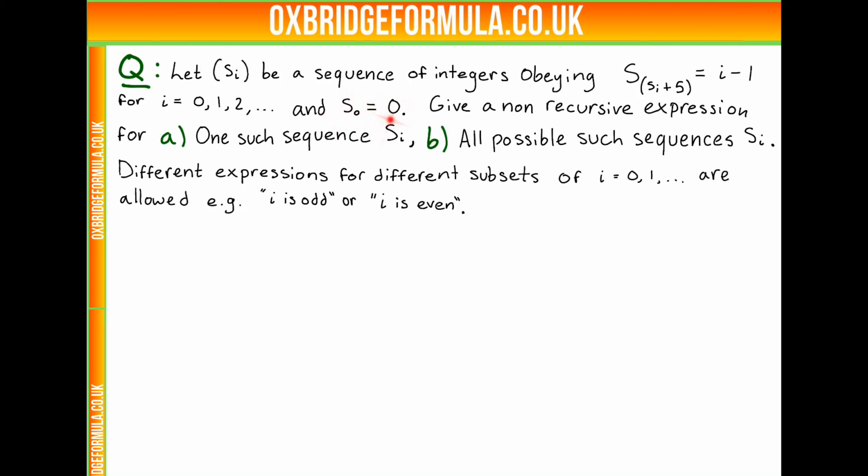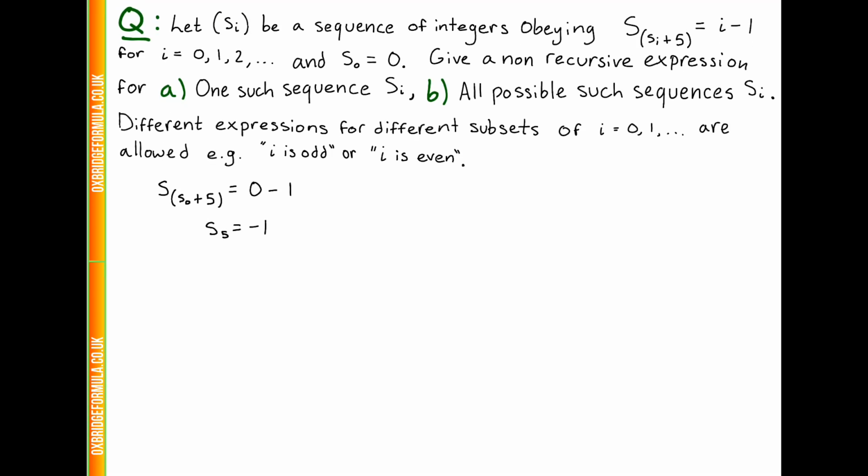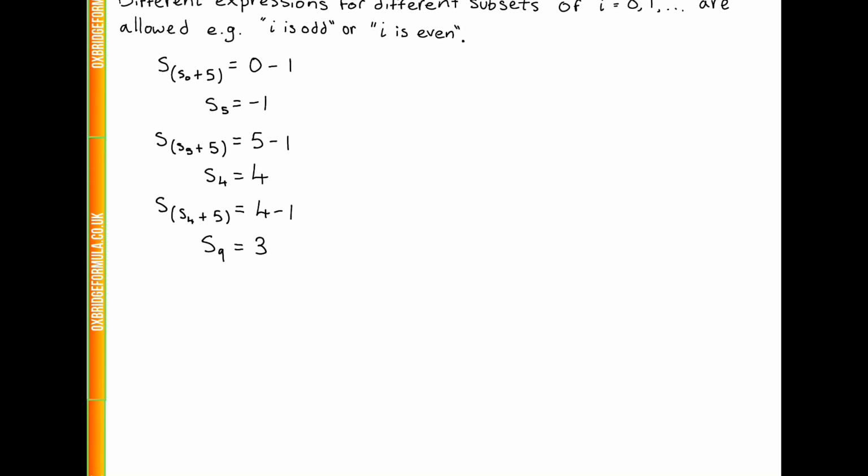We're given S_0 is 0, so let's plug that into this equation. S_{0+5} is 0 minus 1, given that i is 0. Since S_0 is 0, this tells us S_5 is minus 1. Now what can we do? We have another value of a number in the sequence, so we can put it in again. S_{5+5} is 5 minus 1. Since S_5 is minus 1, this tells us S_10 is 4. Next we put in S_4, and in this way we generate S_9 is 3.